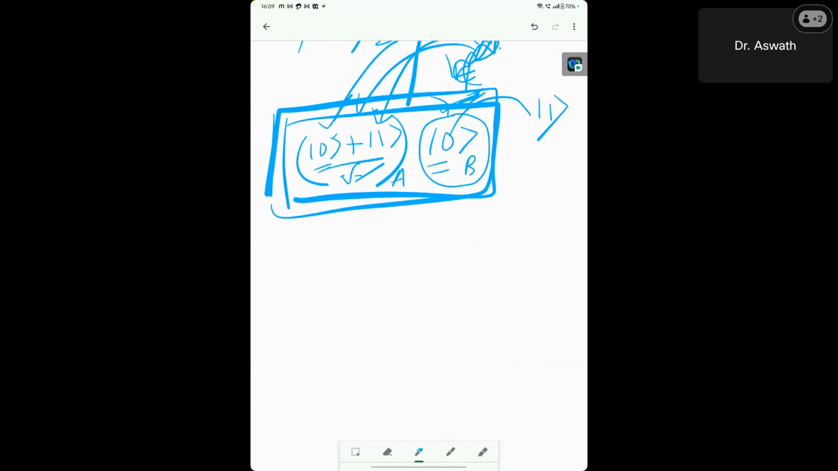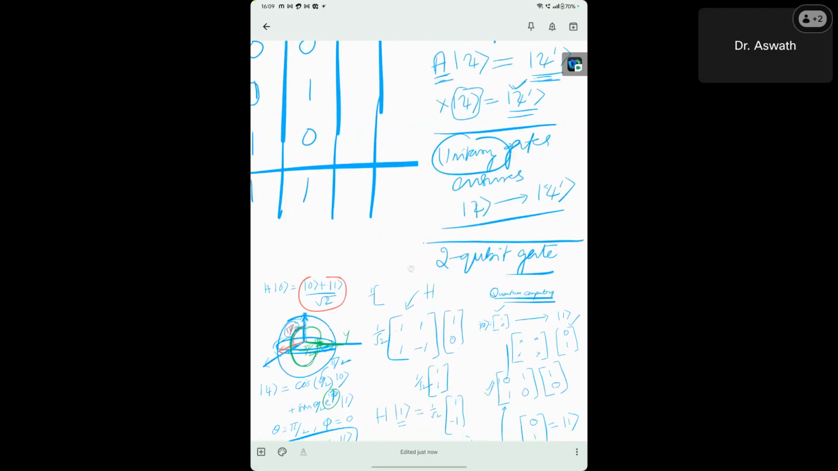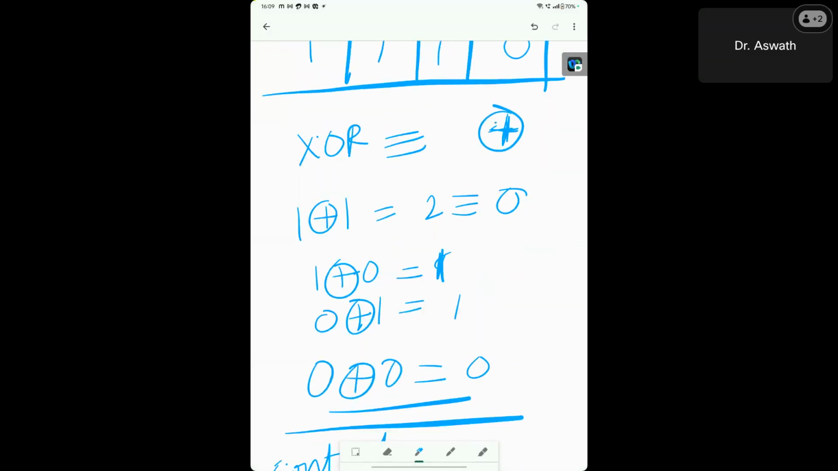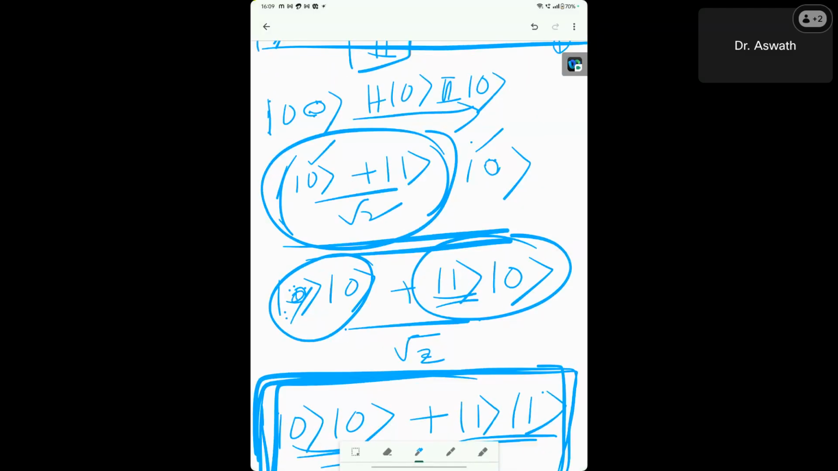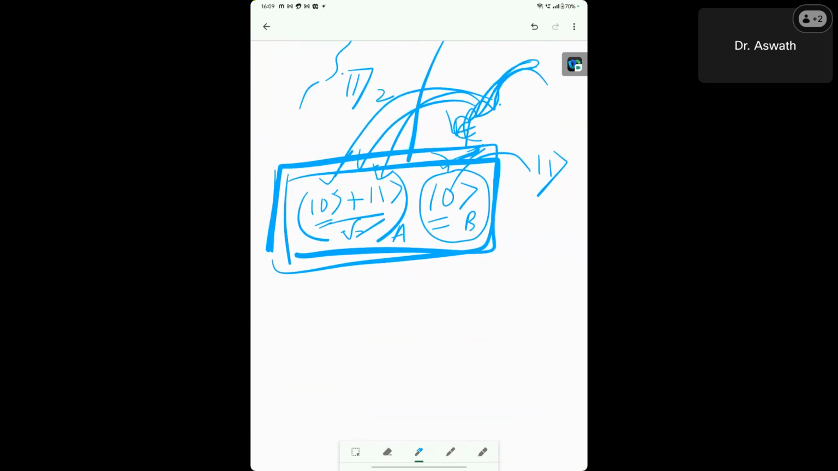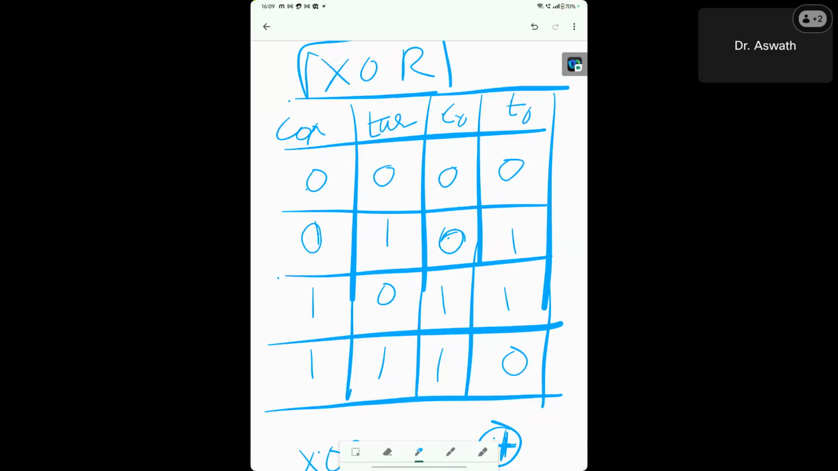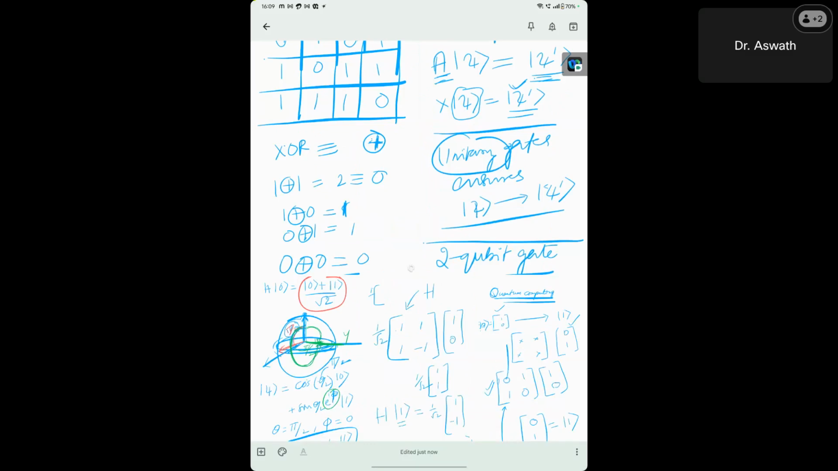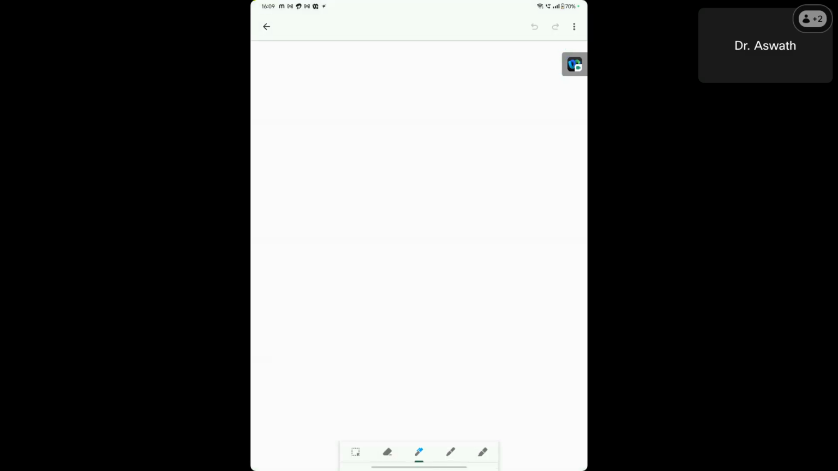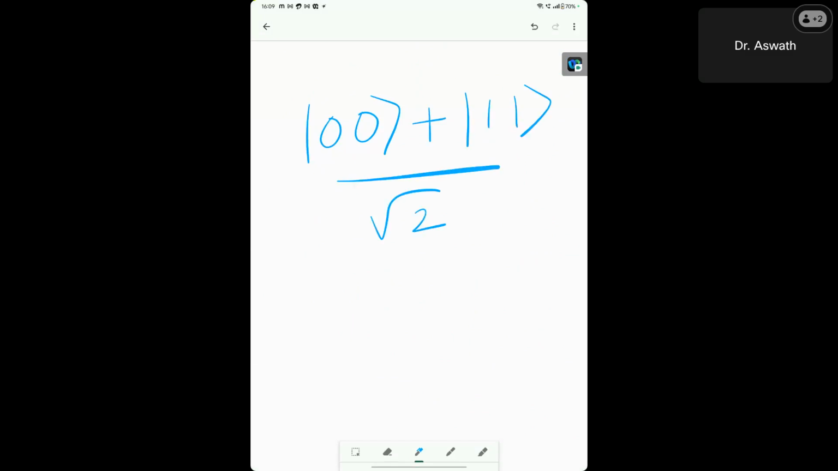Now, the physical implication of this quantum entangledness is the interesting thing. Physical implication is, let's say I have (0,0 plus 1,1) divided by square root of 2. Remember, the first entry is system A, the second entry is system B, the first entry is system A, the second is system B.